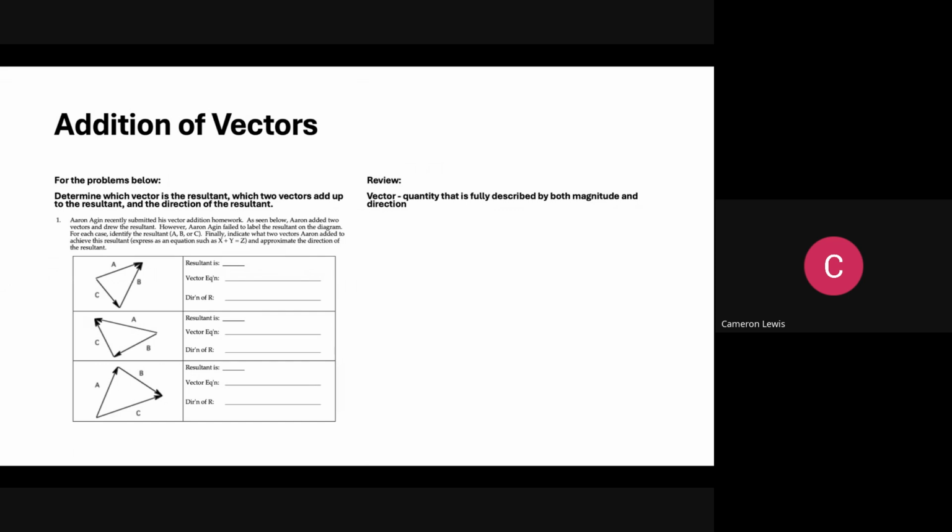So the resultant really is the addition of 2 different vectors, right? I'm going to have to add that. The resultant is the sum of two vectors together. So in this exercise, we want to determine which vector is the resultant. So we have 3 vectors, A, B, and C, right? Basically, which 2 vectors add up to the third vector? So if I was to look at it, I'll start with the first one. I'm looking to see which 2 vectors, if I travel from end to end, will give me the third vector.